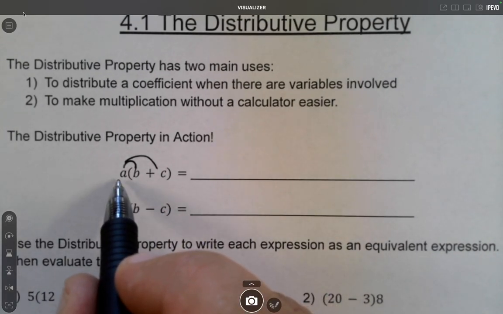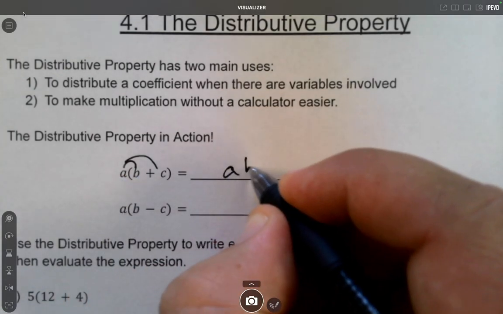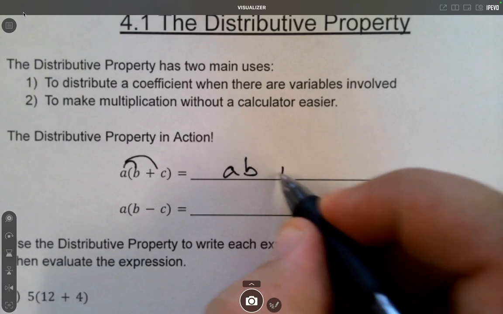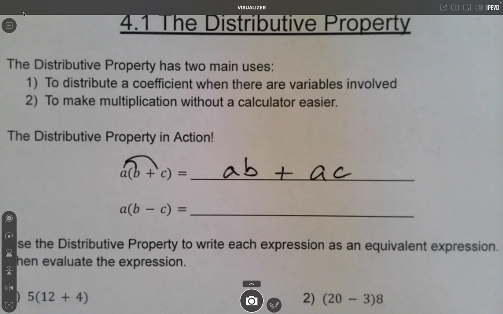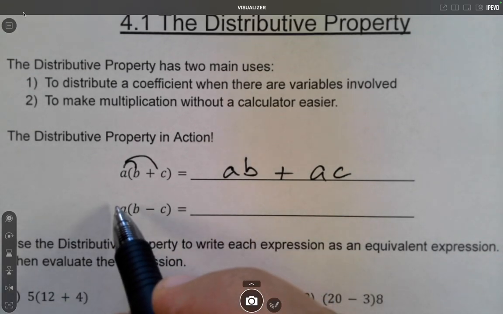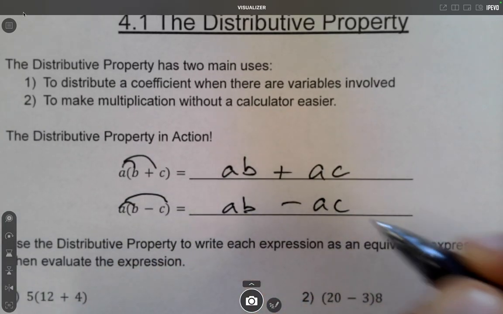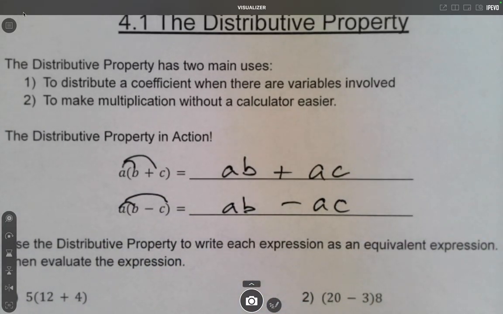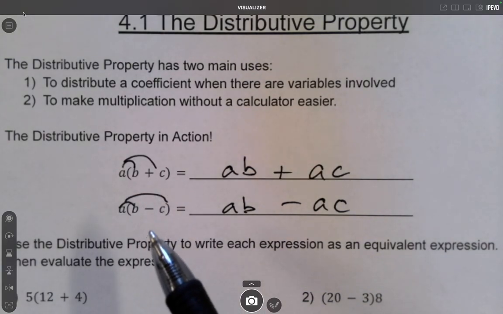So if you have A times B plus C, you first do A times B, then you just imitate the operation inside plus A times C. And if you're subtracting, A times B minus A times C. But I want to emphasize we only use this rule when we're either adding or subtracting inside the parentheses. If we're multiplying or dividing instead, we don't need the distributive property. It's only used when we're adding or subtracting inside the parentheses.